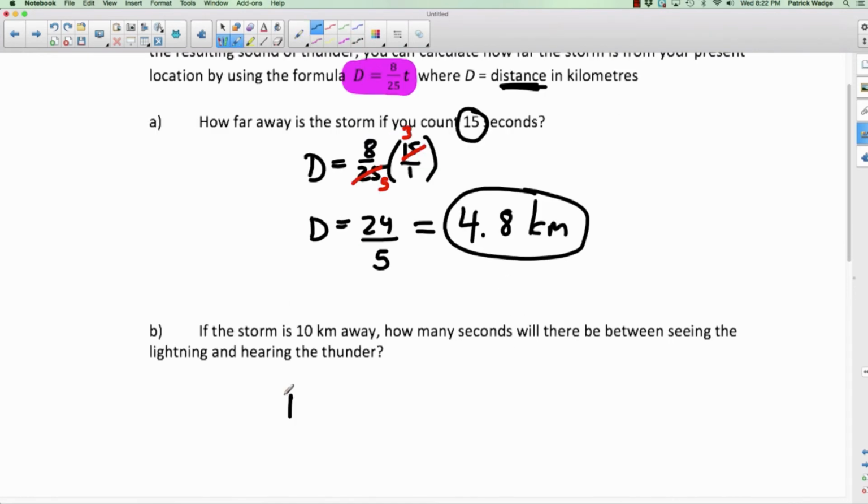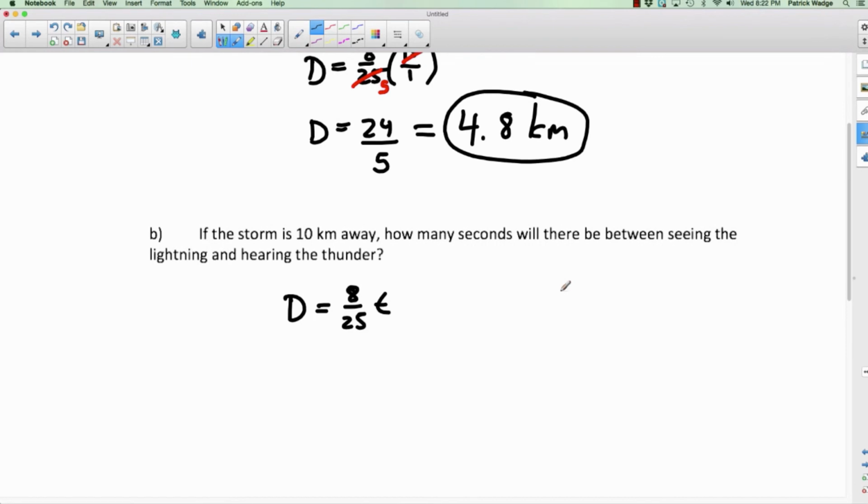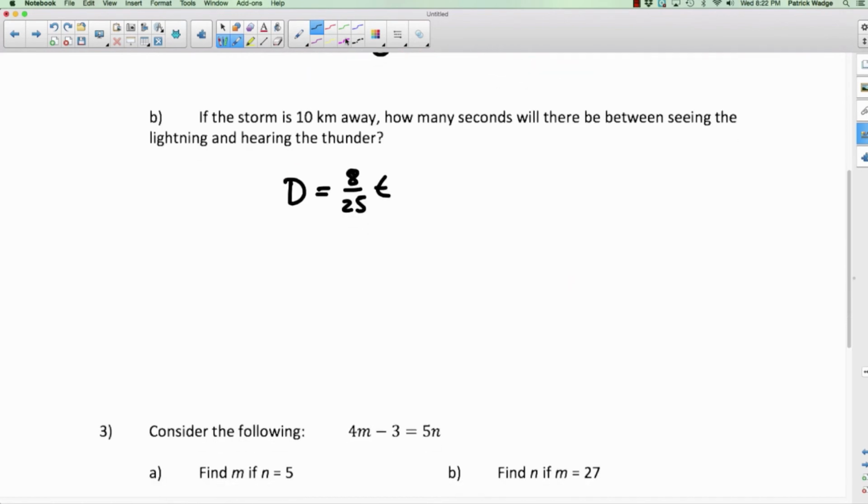Maybe I'll rewrite the formula down here. D equals 8 over 25t. And the number we're given this time is 10. 10 kilometers. Is that going to the d or is that going to the t? Well, d is distance and t is time. We're talking about kilometers. That's a distance. You better put 10 right here where the d is. So we have 10 equals 8 over 25t.